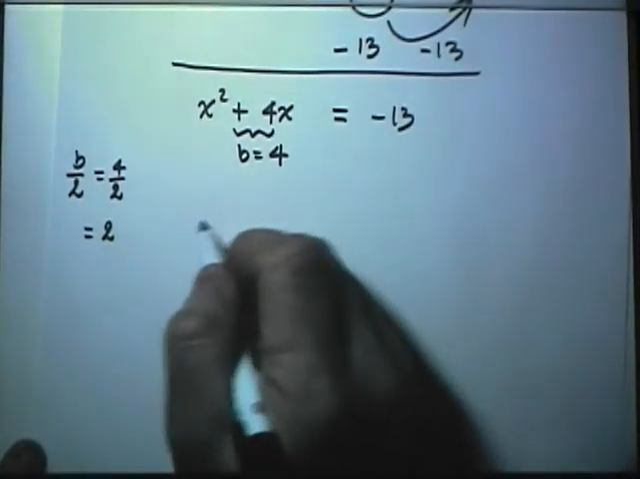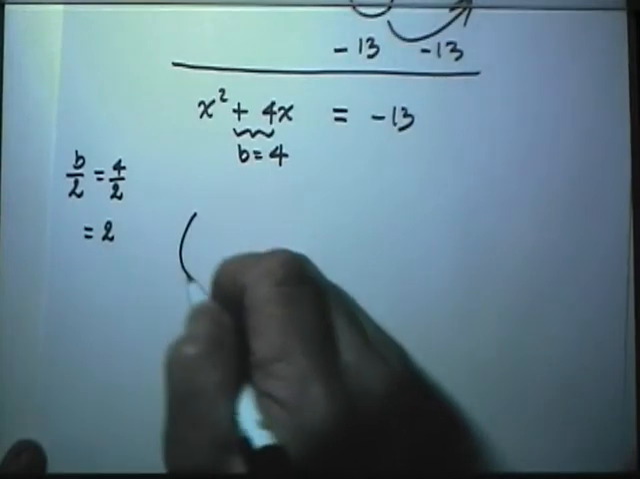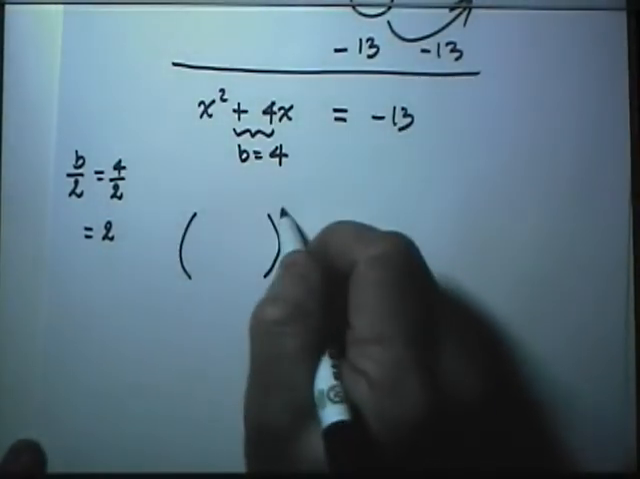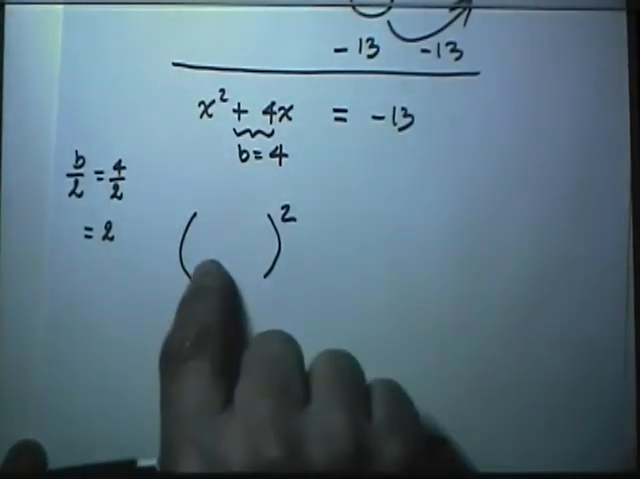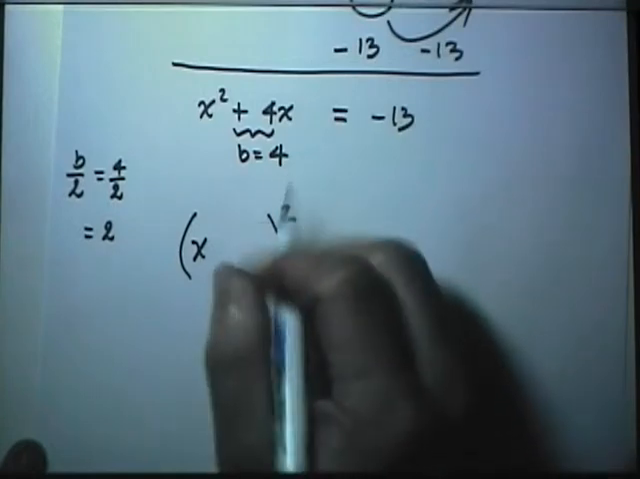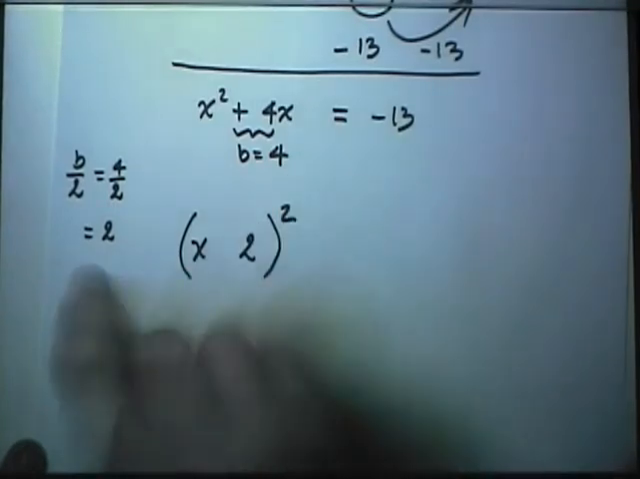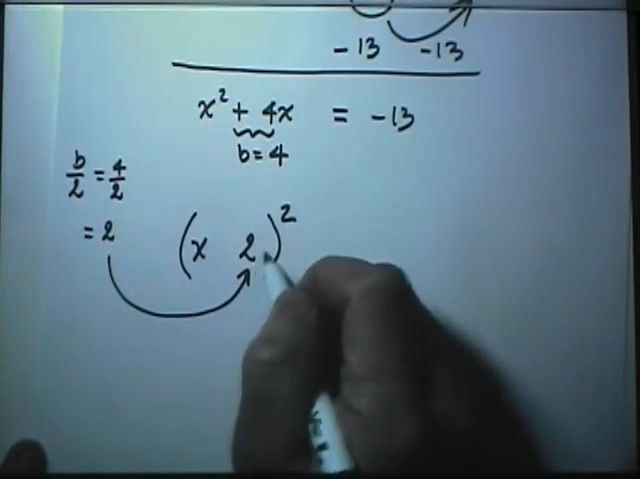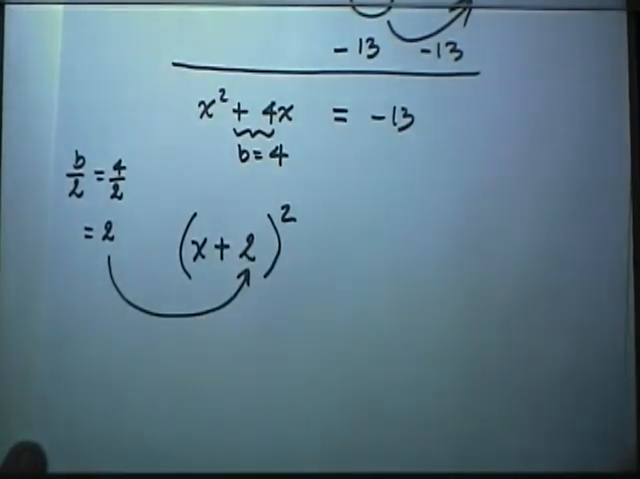To turn that into a perfect square, all I have to do is simply produce for myself a pair of parentheses with a square outside. And now what goes inside of that? An x, no square, and the b over 2, which is 2. That right there, the b over 2, goes right there. And what's the sign of b over 2? The plus sign. So I have x plus 2, all squared.